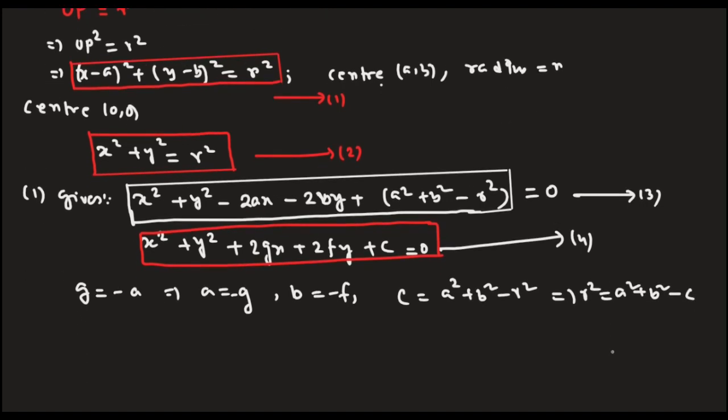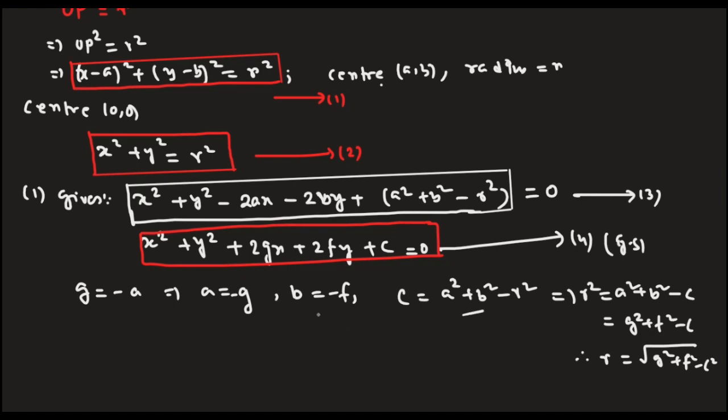So now a value is minus g, so g square plus f square minus c. So from here we get the radius, which is equal to root over of g square plus f square minus c. So what we observe is that if you write equation 3 in the form of equation 4, that is known as the general equation of the circle.